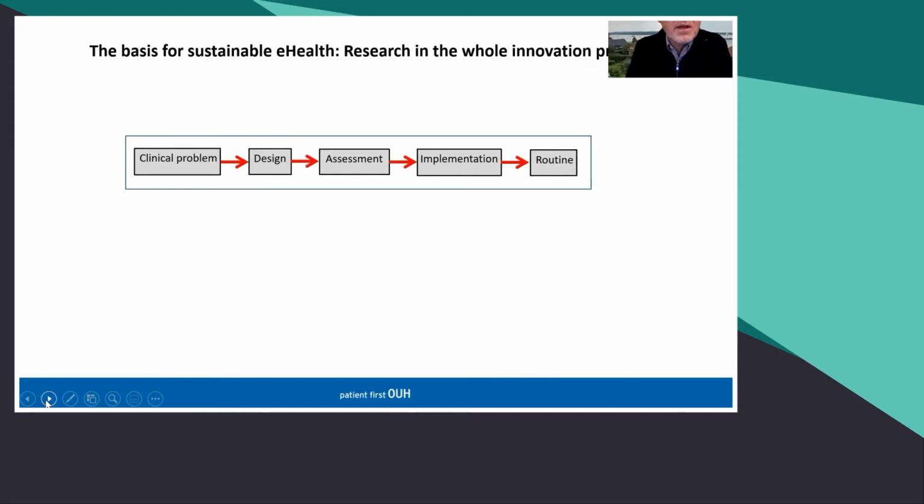We see this as an innovation process that is starting with the clinical problem. For example, that COPD patients have many readmissions, and then we design a solution together with the patients and the relatives and the clinical experts. And then we do the assessment and assess the outcomes and the cost effectiveness. And then if we can see that the service does provide value for money, then we make the implementation and work with the staff and make sure that it's more than one nurse and one doctor who know the technology. And then we end up in routine care.